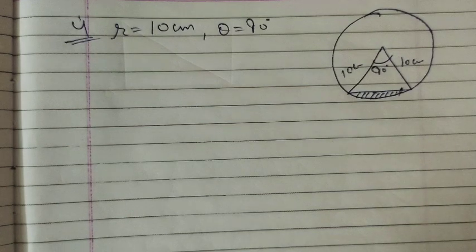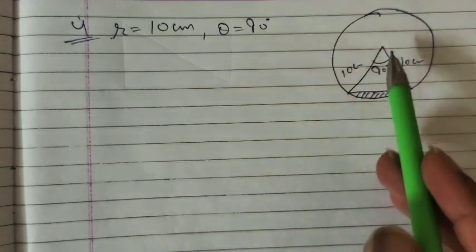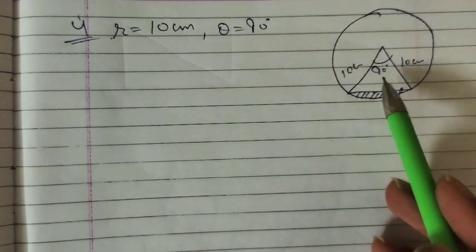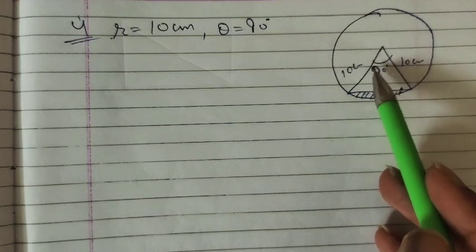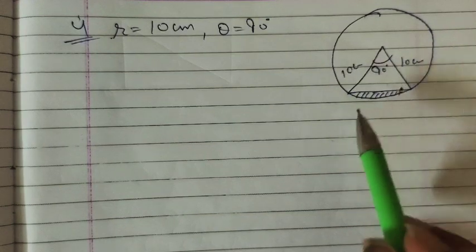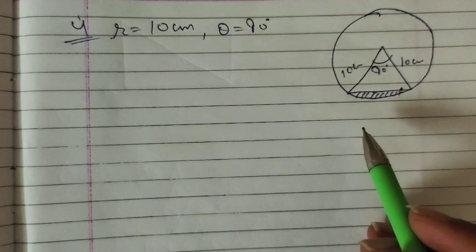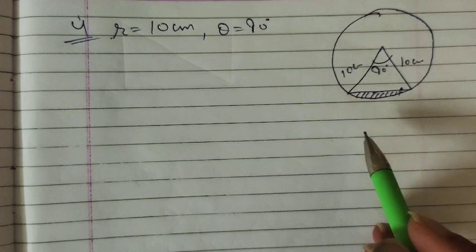Now this is question number fourth. A chord of a circle of radius 10 centimeter subtends 90 degree at the center. So this is a figure I have drawn. This is a chord. Radius is 10 centimeter, making 90 degree from the center. Now what has been asked? Find the area of minor segment.